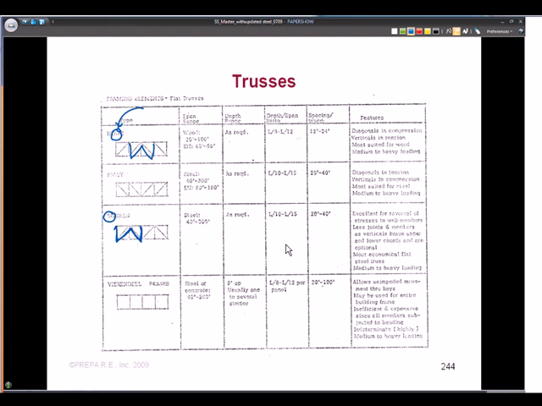So the last one must be a Pratt truss, but there's really not a way to draw a P or a T or anything in there with that. So I would say it's your Warren truss and your Howe truss that you can have a little rule for yourself of how to identify it, okay?